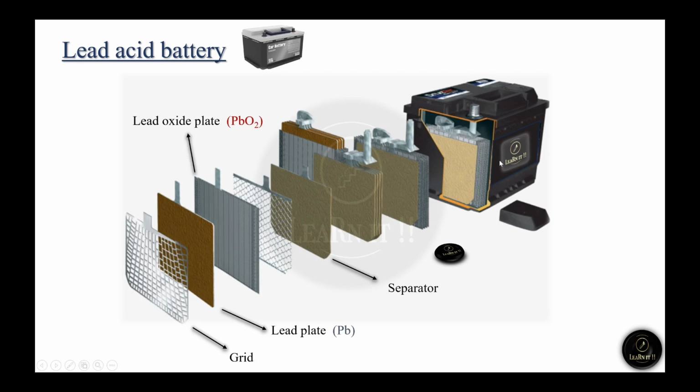And the electrolyte present in the lead acid battery is dilute H2SO4. So the electrolyte is acid and the electrochemical cells are made up of lead. That's why this battery is called lead acid battery.